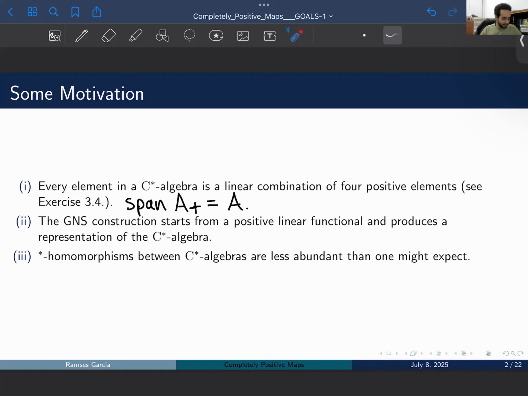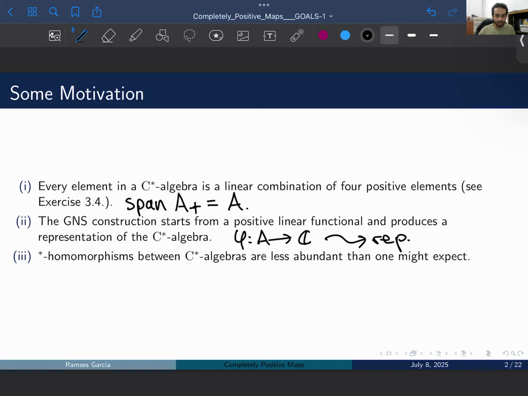Another thing that I would like to mention is that the GNS construction starts with a positive linear functional and then produces a representation of the C*-algebra. You start with a positive linear functional, construct a representation, and this allows us to import a lot of tools from Hilbert space theory.